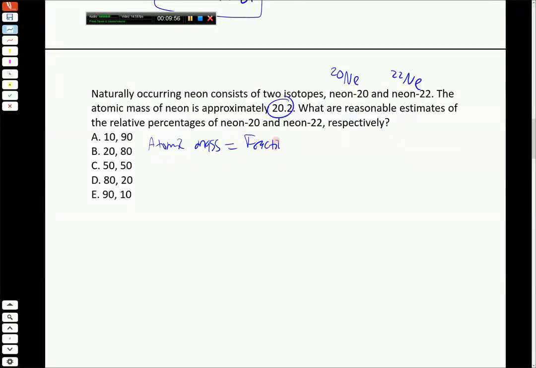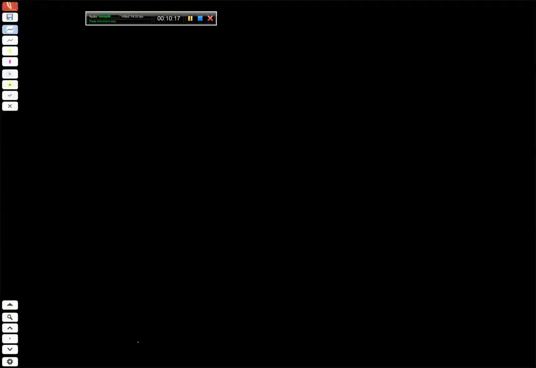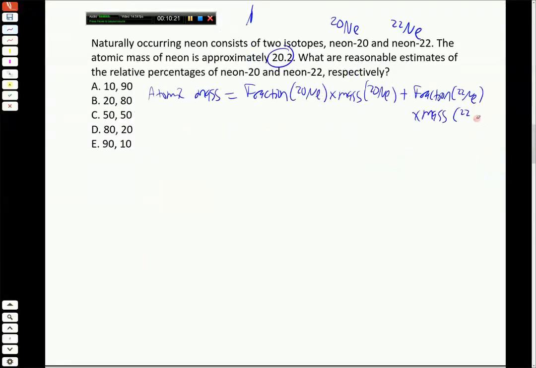fraction of neon 20 times its mass plus the fraction of neon 22 times its mass. Alright, so whenever we have an atomic mass, it's a weighted average of all of the individual isotope masses. So that's the equation we're going to use. The atomic mass is given to us, and we're going to try to find the fractions of each, or then convert those into percentages, really. We're missing the fractions here, and we have the masses of the isotopes that we need as well.